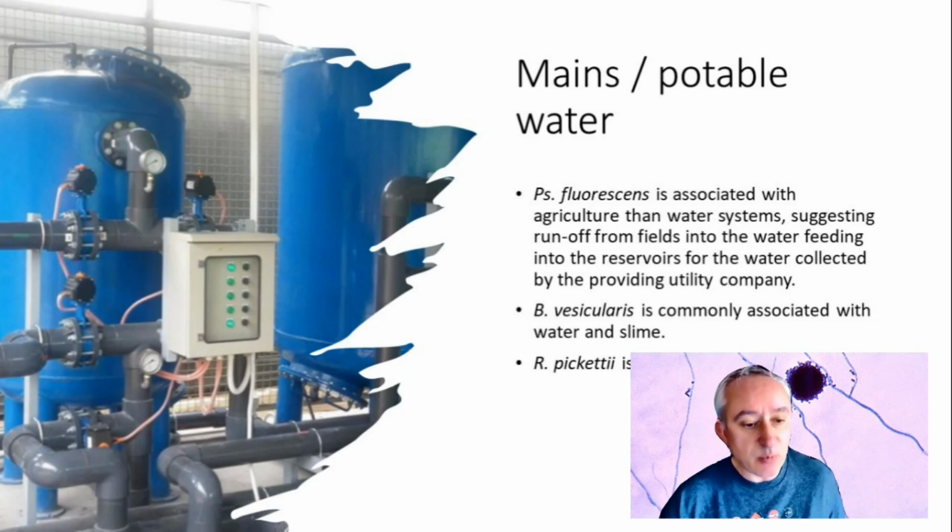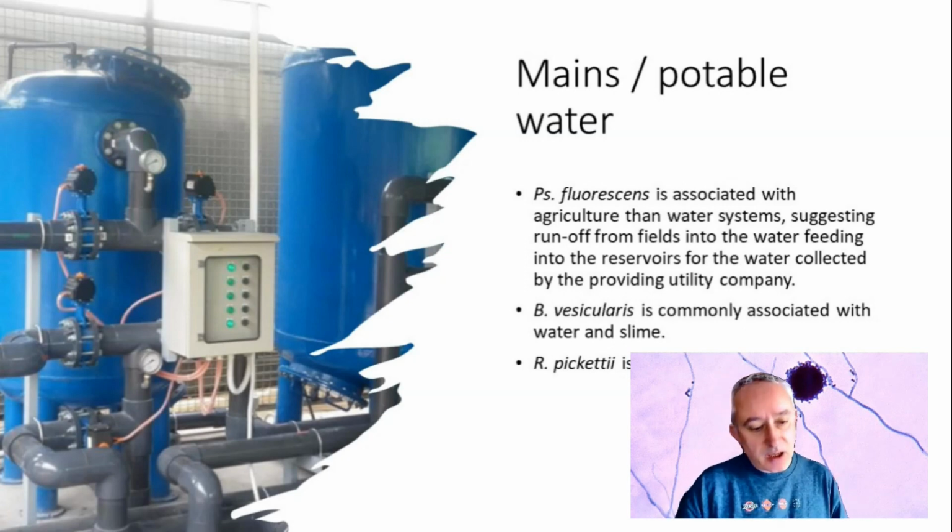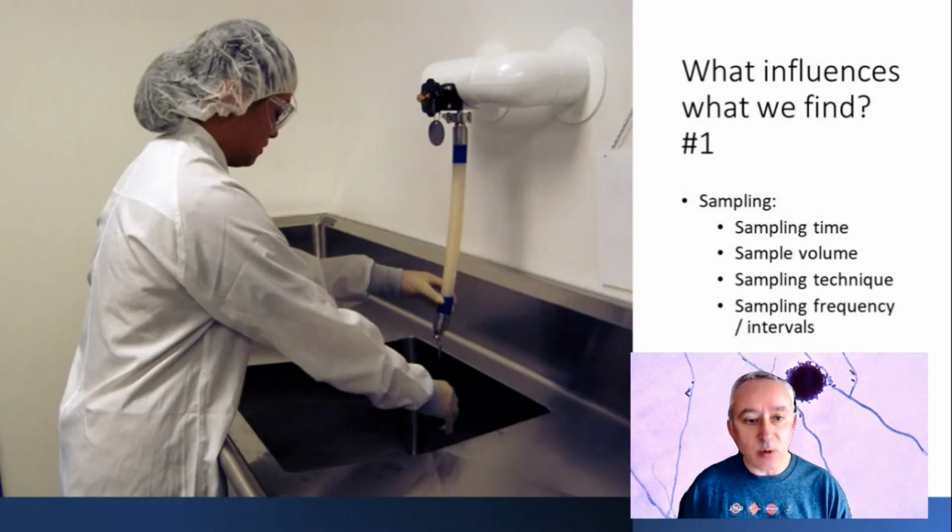The second most predominant organism was Brevundimonas vesicularis, and this organism has an association with water and an ability to get associated with slime, and therefore there's a biofilm connection. And the third most common organism was Ralstonia pickettii, which is common to soil and water.